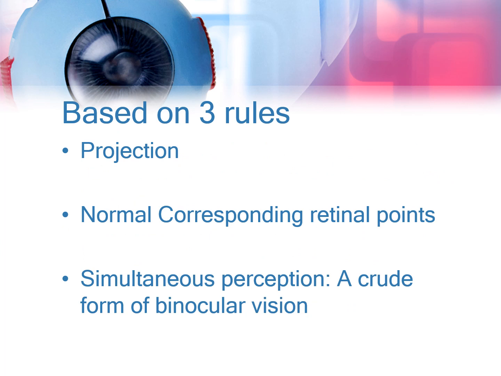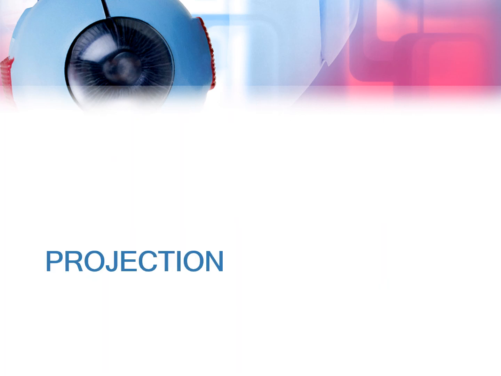These tests depend on 3 physiological principles, which are projection, normal corresponding retinal points, and simultaneous perception, which is a crude form of binocular vision. The first physiological principle is projection. Projection simply means that the brain assumes the actual position of objects in real space depending on where the image will fall on the retina.